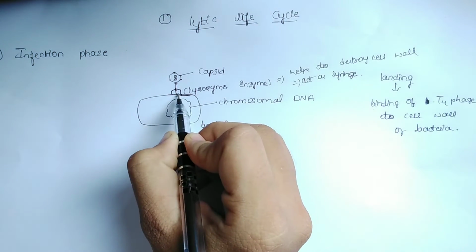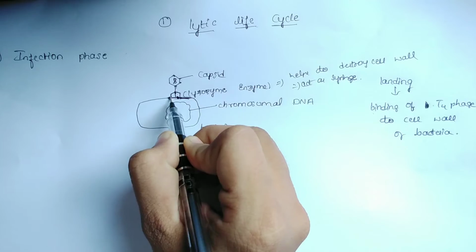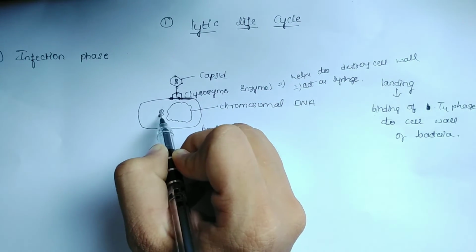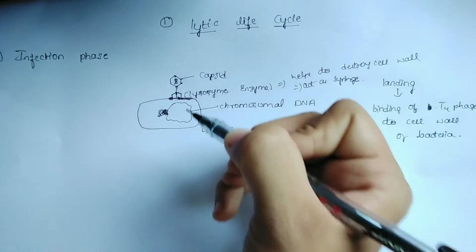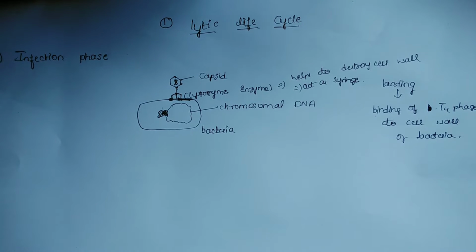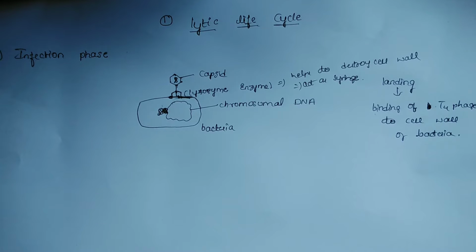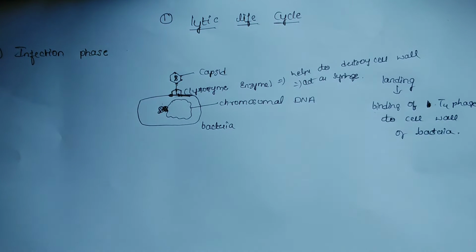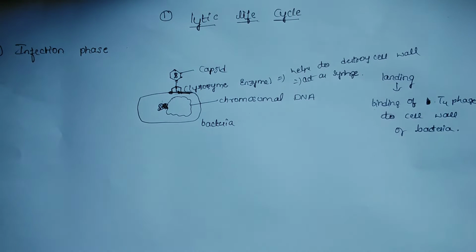Now it attaches to the cell wall. It makes a small hole and the DNA enters the bacterium. Sometimes the phage drills the hole by using spikes. This is the infection phase.